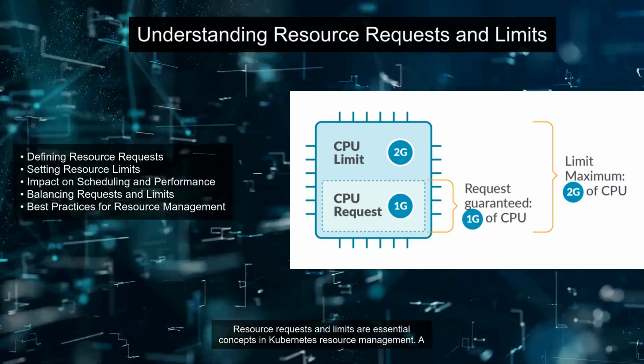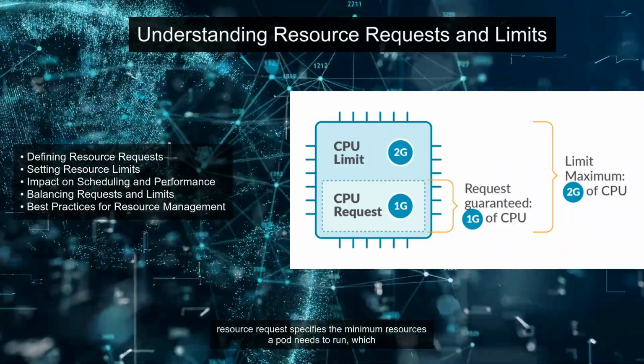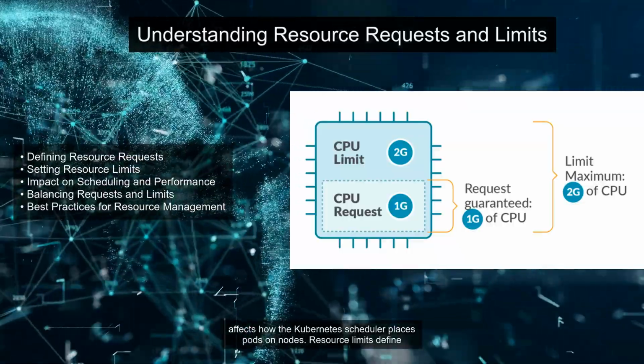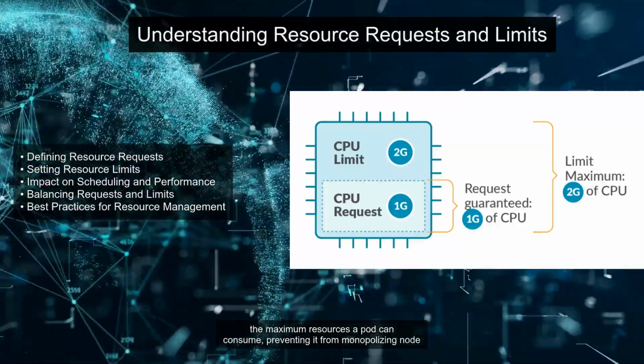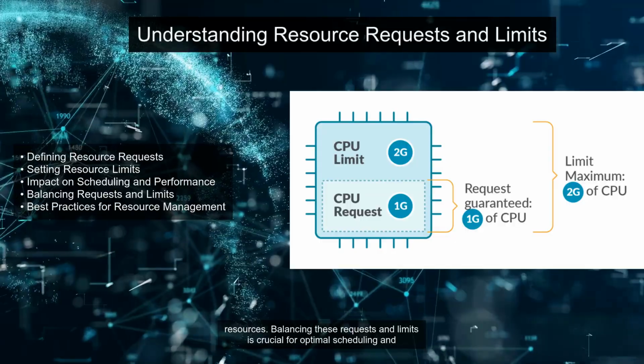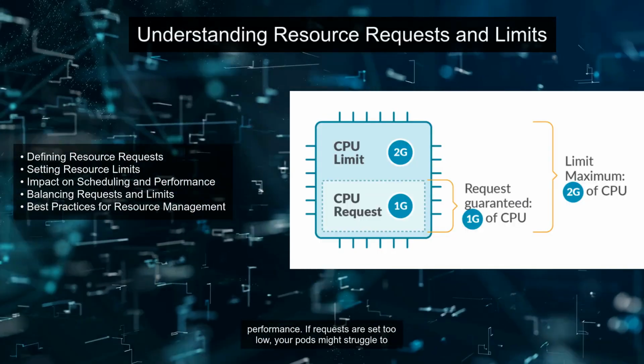Resource requests and limits are essential concepts in Kubernetes resource management. A resource request specifies the minimum resources a pod needs to run, which affects how the Kubernetes scheduler places pods on nodes. Resource limits define the maximum resources a pod can consume, preventing it from monopolizing node resources. Balancing these requests and limits is crucial for optimal scheduling and performance.